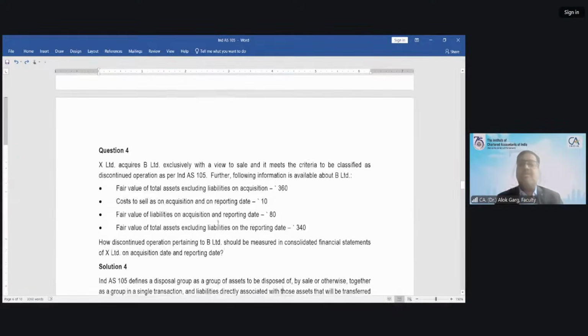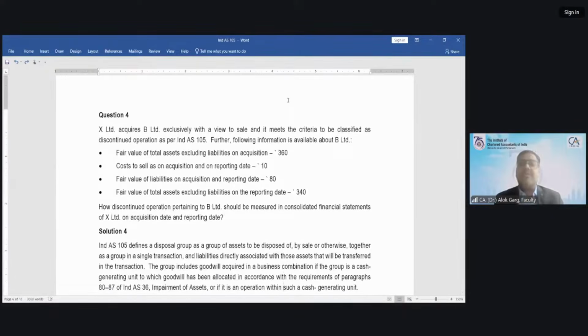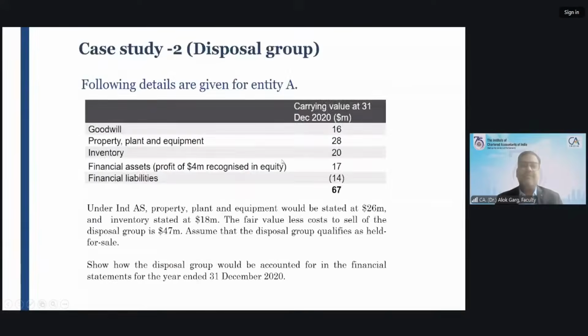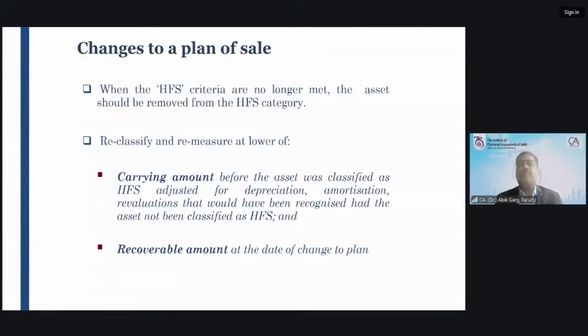Now let's discuss one of the concepts, the concept of change in plan, right? And what is that? Let me tell you. So quickly we'll discuss this. Friends, the fifth condition was that it is unlikely that the sale plan will change. It is never written in the standard that it is impossible that the sale plan will change. It is unlikely that the sale plan will change.